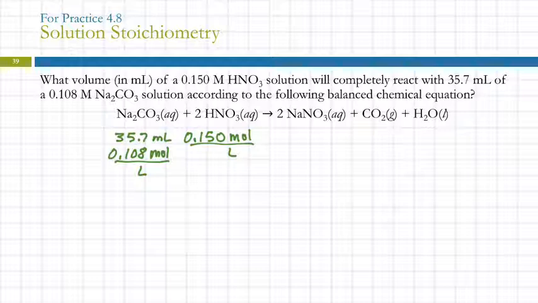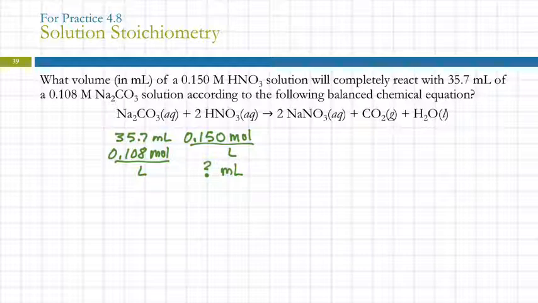Okay, so what am I trying to find? Volume of HNO3, right? So question mark, and it wants the volume in milliliters. So I have 2 molarities. I have a volume that I know and a volume that I want.